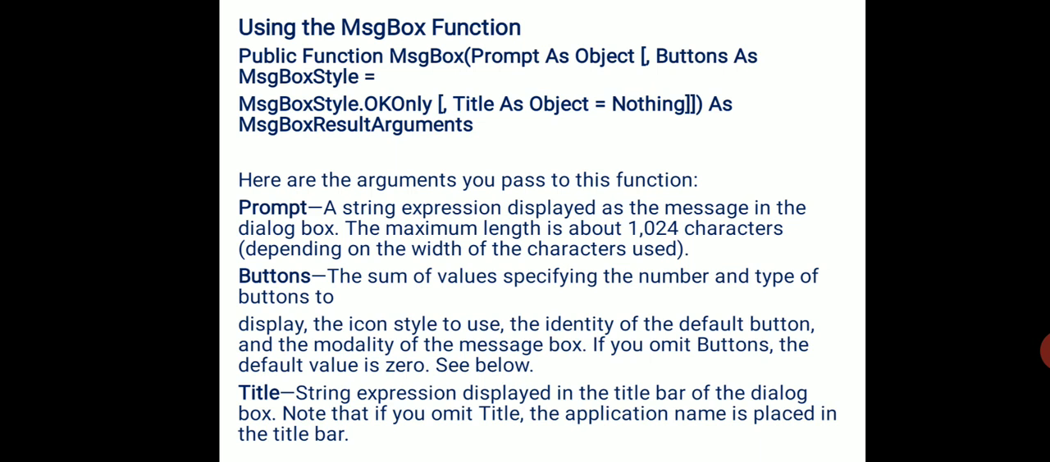box. The maximum length is about 1024 characters. And buttons, the sum of values specifying the number and type of buttons to display, the icon style to use, the identifier of the default button, and the modality of the message box. If you omit buttons, the default value is 0. And title, a string expression displayed in the title bar of the dialog box. If you omit the title, the application name is placed in the title bar.